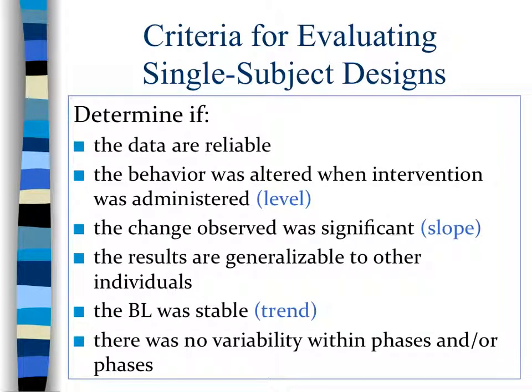Back to the criteria for evaluating single subject designs, we must determine if the data are reliable, that the behavior was altered when the intervention was administered. We also want to look at whether the change that was observed was significant, which would be the slope. The results are generalizable to other individuals. The baseline was stable, which is the trend, and there is no variability within phases and or between phases.